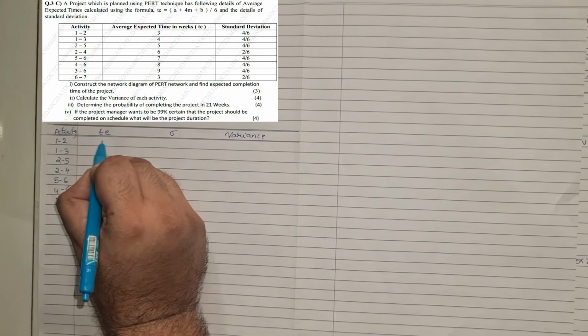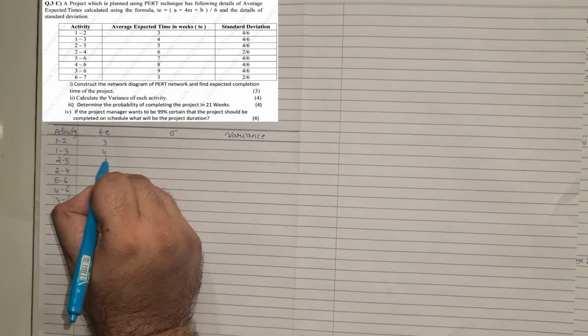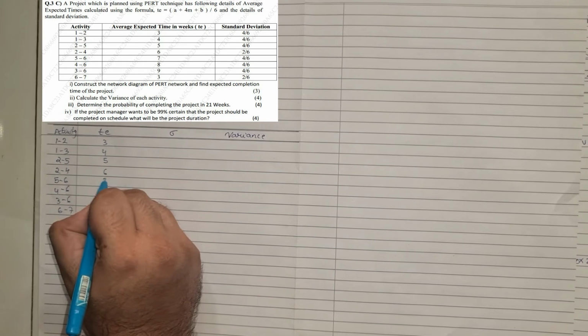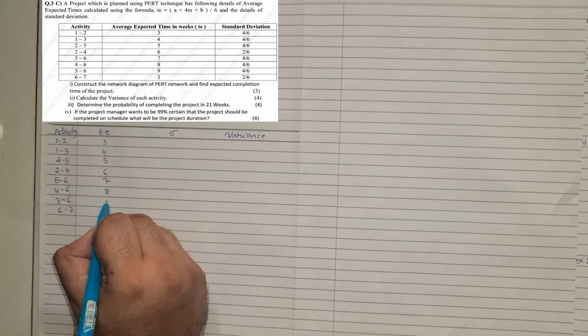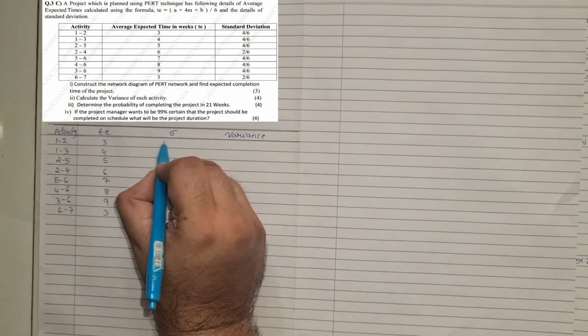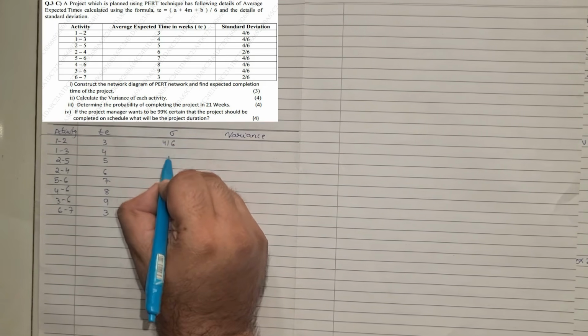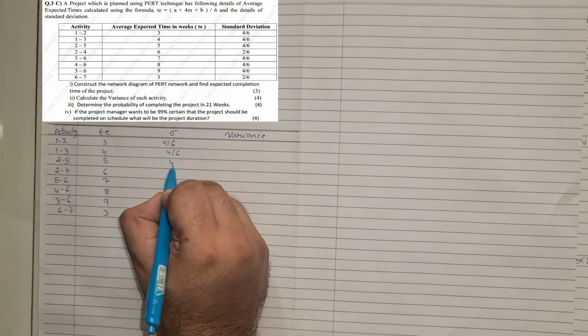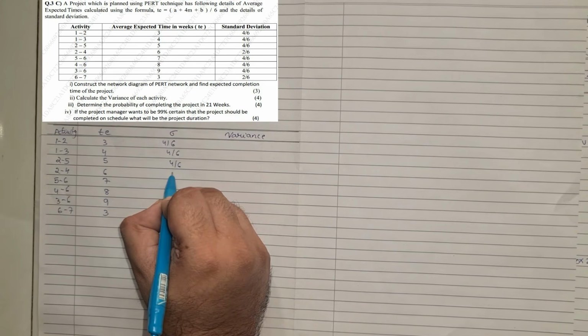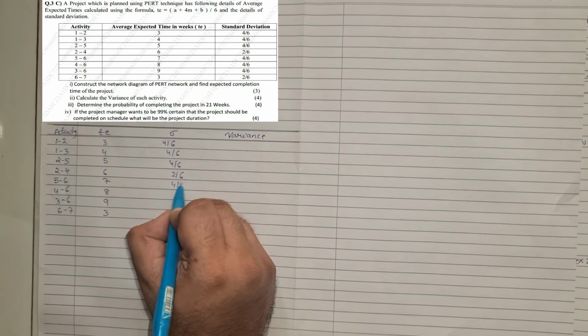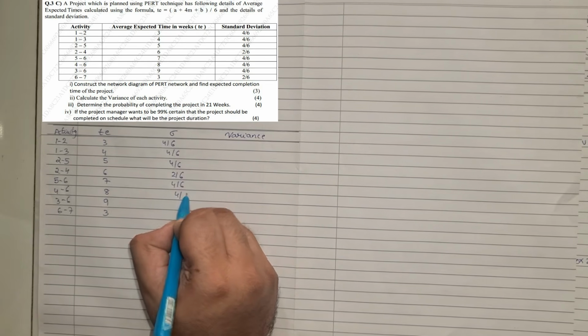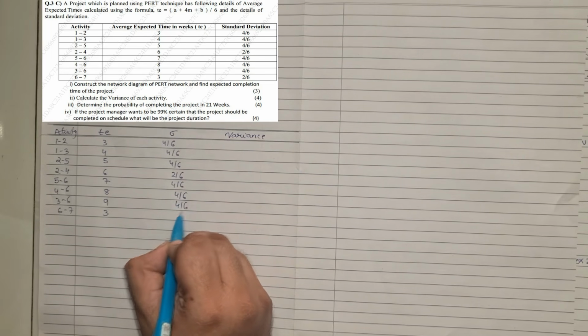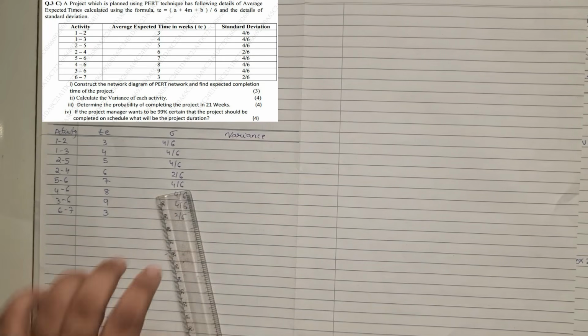The expected times given are 3, 4, 5, 6, 7, 8, 9 and 3. The standard deviations are 4 by 6, 4 by 6, 4 by 6, 2 by 6, again 4 by 6, 4 by 6, 4 by 6, and lastly 2 by 6, and they're asking us to find the variance.